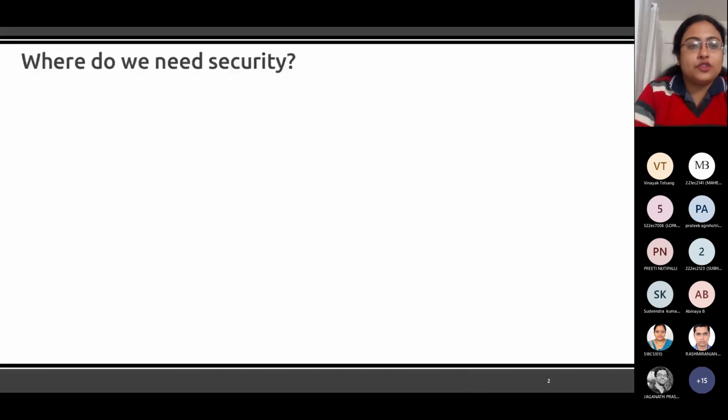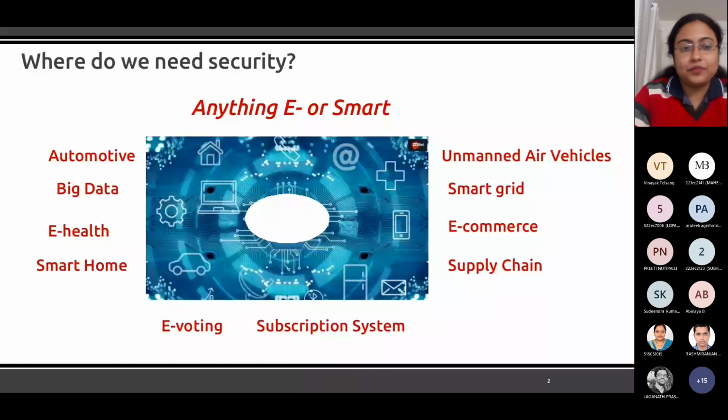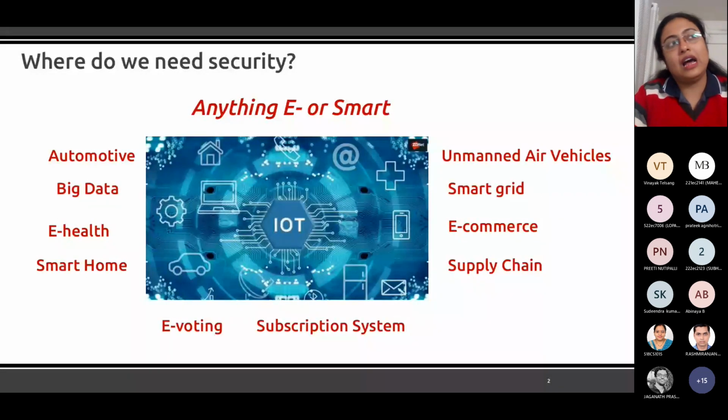Before going specifically to Internet of Things, let us first understand where we need security. Most of us know this, but just for recapitulation, anything which is e- or smart, be it automotive, big data, e-health, smart home, e-voting, unmanned air vehicles, smart grid, e-commerce, supply chain or subscription system, whenever there is money or user data involved, which is more essential in today's world, we need security.